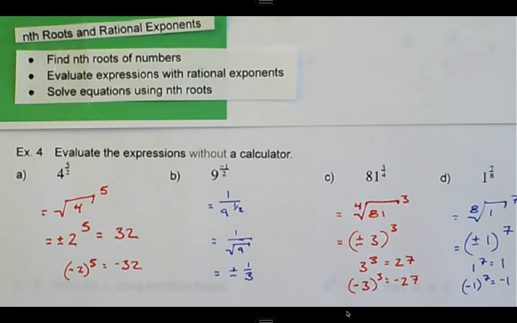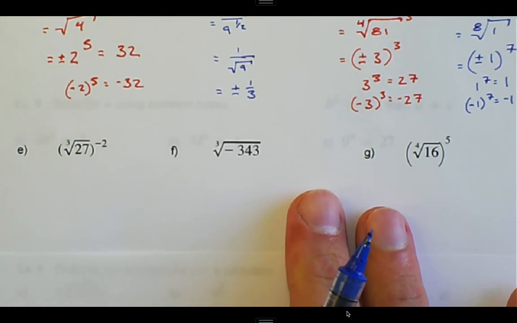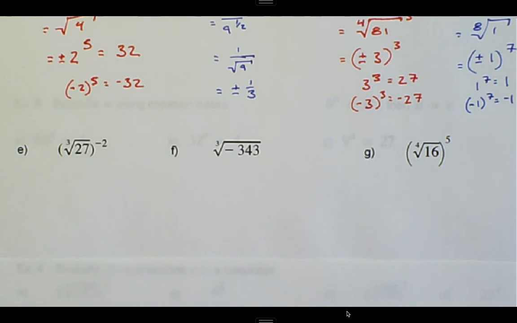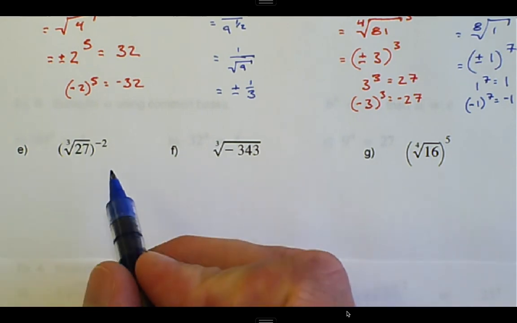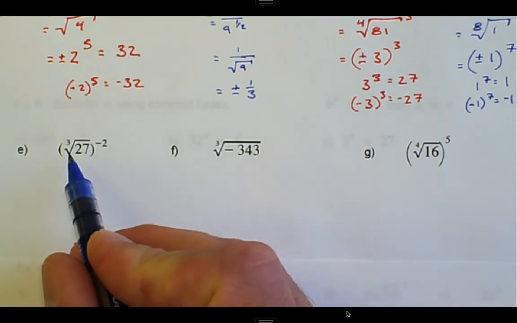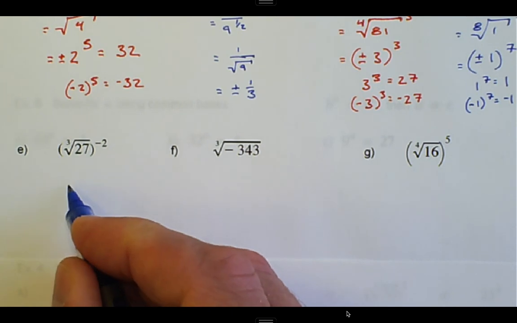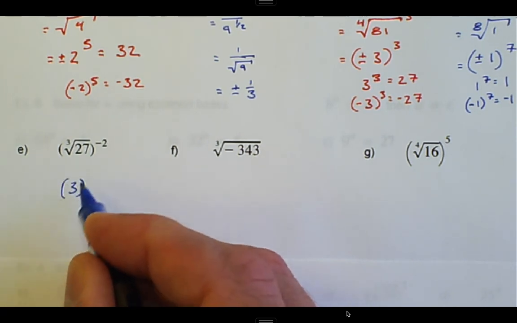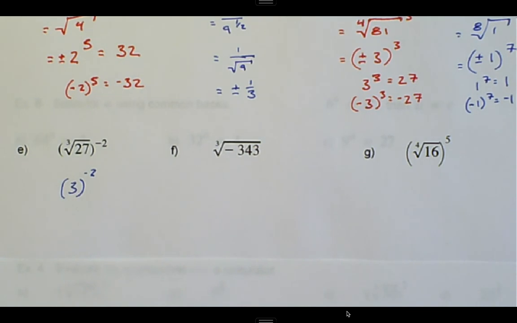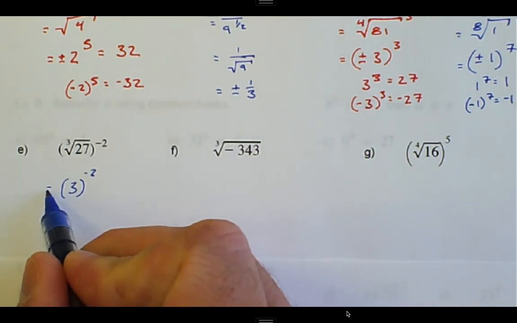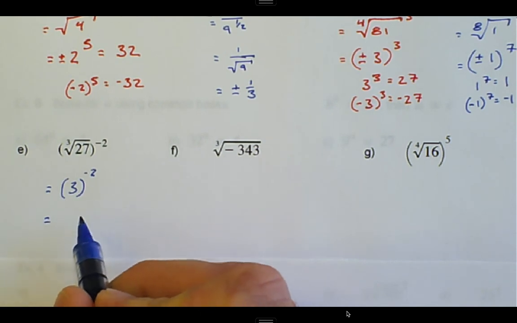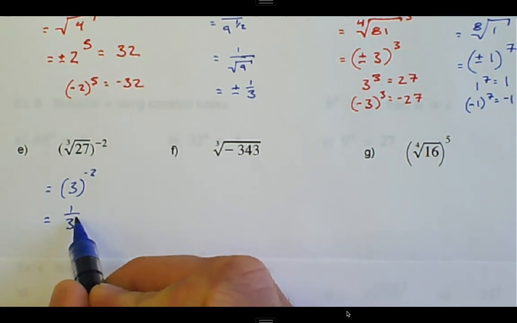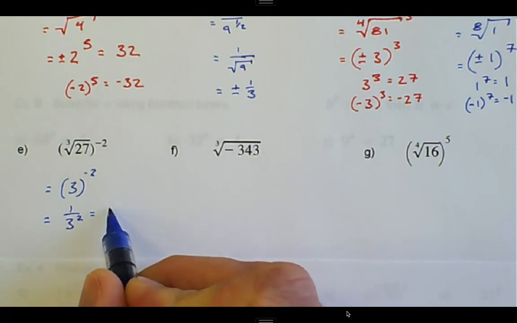A couple more examples, solving without a calculator. We can rewrite that, or we can take the 3rd root of 27. The 3rd root of 27 is going to be 3, and then we're still going to have that to the negative 2 power. In order to get rid of the negative 2 power there, we can rewrite it as 1 over 3 squared, and in that case we can write it as 1 over 9.